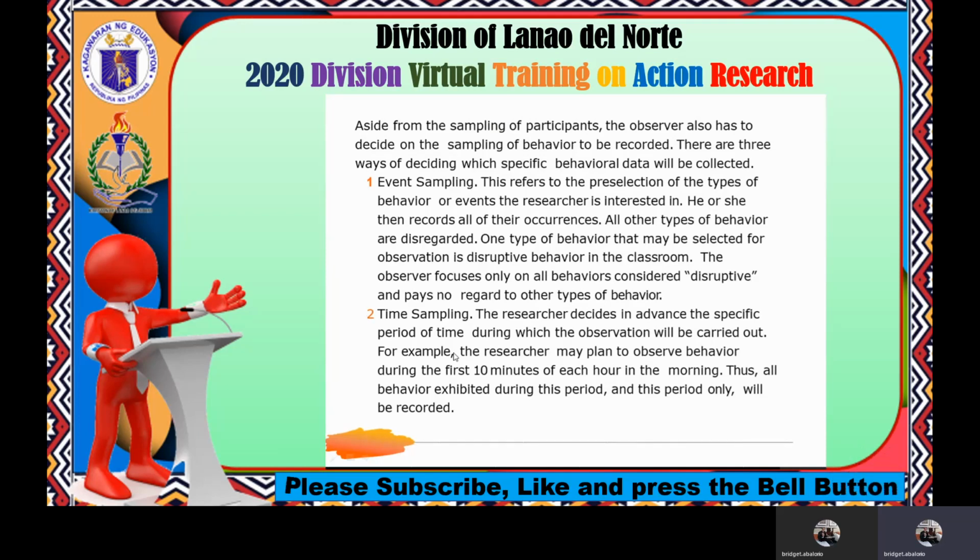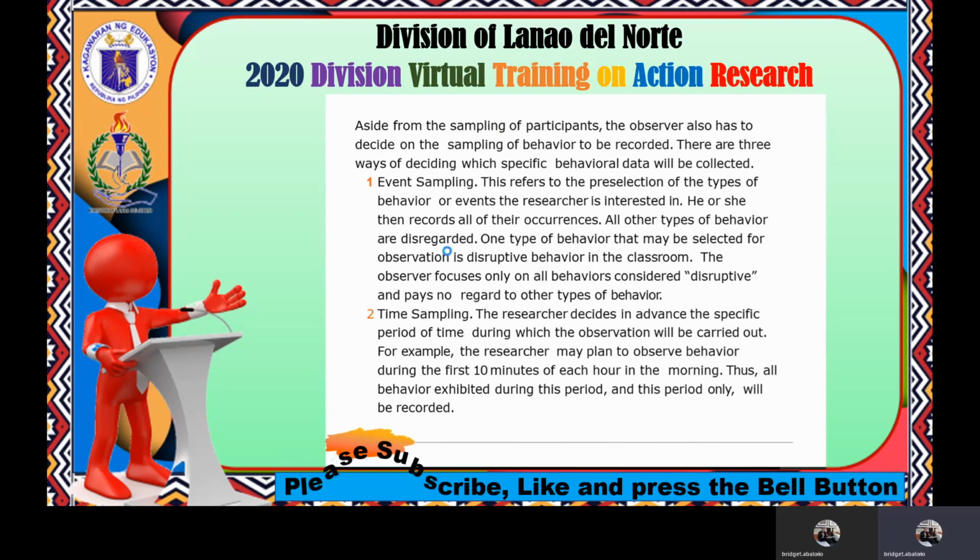Wala nay labot ang pagkaabot sa recess time. Kay it is 10 minutes each hour in the morning. So, dili na pwede tong lahi na nga time. So, mag-set jud ka og time. Kanus-a nimo siya kuhaan og sample.